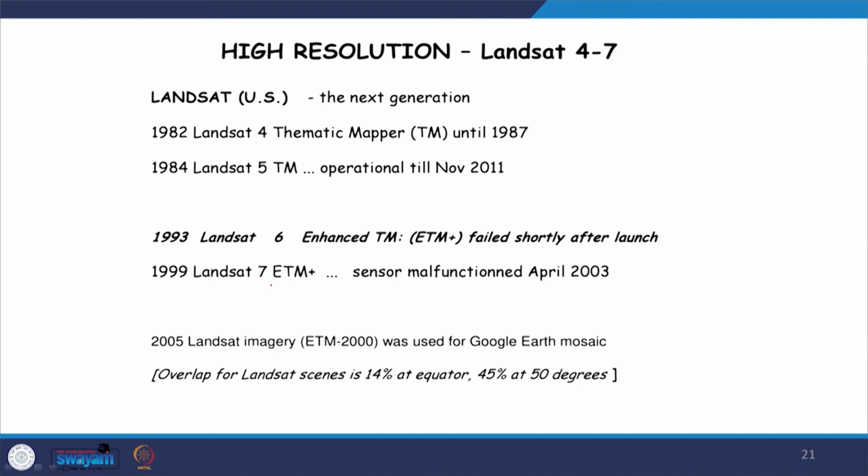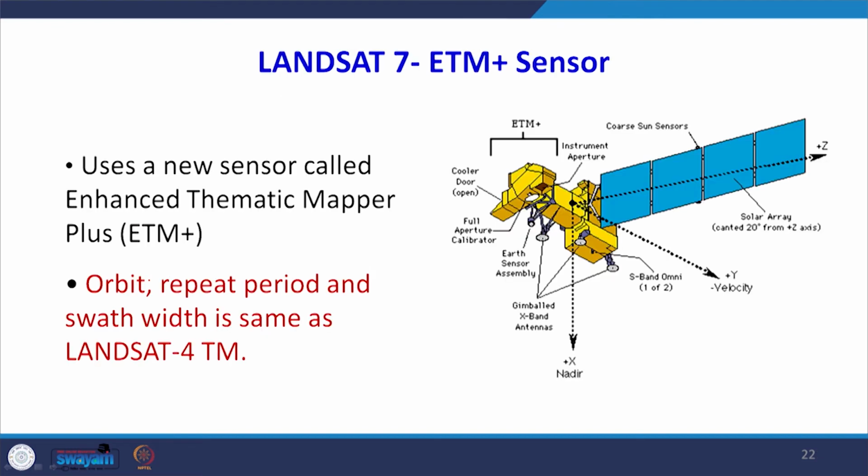After the TM data, which Landsat 5 and Landsat 4 had, the next was the ETM plus or ETM data, 1993 and 1999, when Landsat 7 was launched. This was the enhanced thematic mapper data, and the Google Earth mosaic was created with the help of that data. So, this is the ETM plus sensor and you can see the location of that sensor, and this is the enhanced version of the thematic mapper.